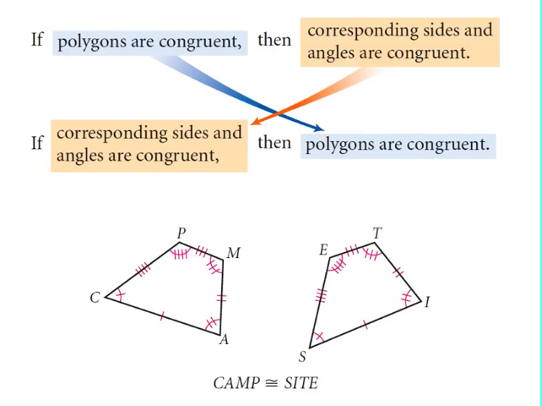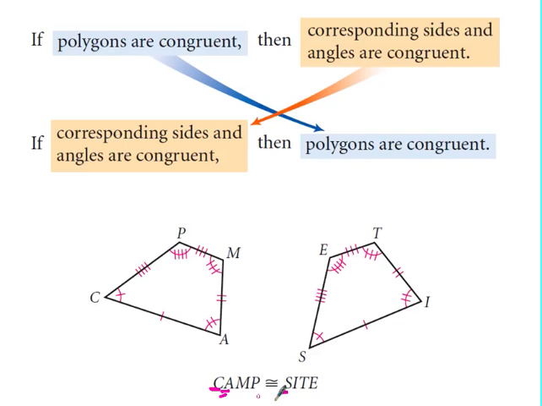Okay, now, one of the things about this, if polygons are congruent, so that means if we know that the shapes are congruent, all the sides and angles have to be the same. If all the sides and angles are the same, then we know the polygons are congruent. If I look at this, okay, CAMP is congruent to SITE. What that means is that C has to be congruent to S because the order is important how you write these. Order is important. You have to get that down.